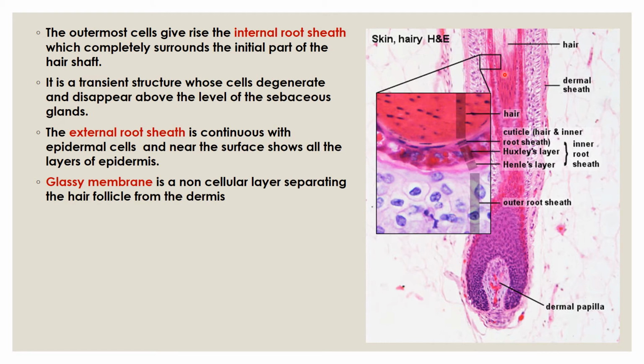Now you can see the higher magnification of this shaft of the hair and its layers. This is the central portion of the hair, and this is the internal root sheath. In this internal root sheath you can identify two layers, also called the glassy membrane, and this is the hyaline layer, which is Huxley's layer of cells, and this outer layer is called Henle's layer. It separates the inner root sheath from the outer root sheath, which is continuous with the epidermal cells near the surface and shows all the layers of the epidermis.